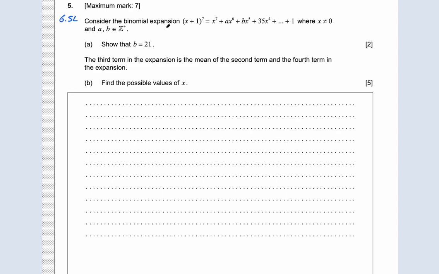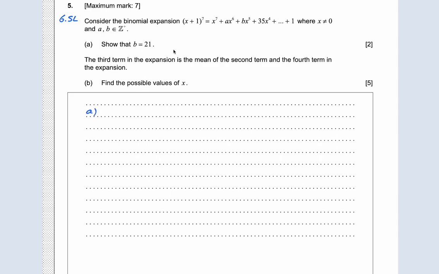Consider the binomial expansion. This showed that b equals 21. Okay, guys, you can nearly expand this whole thing out because it's just to the power of 7 and the numbers are not difficult. I think that might actually be the best way to do it, but I'll do it the way that they expect you to do it.